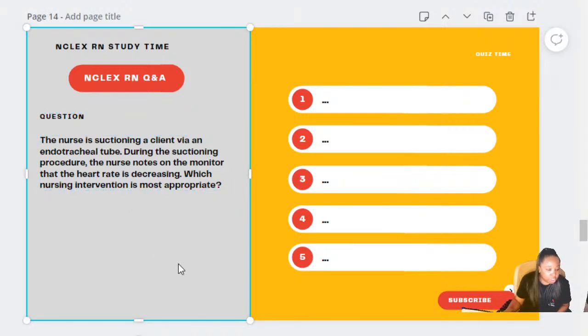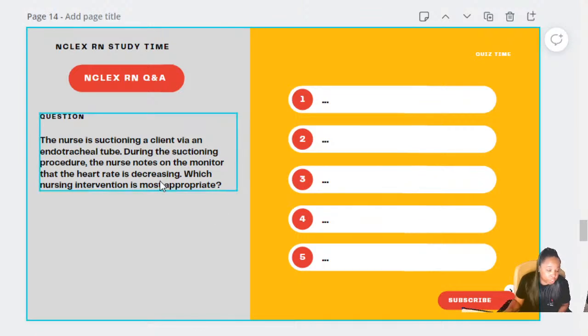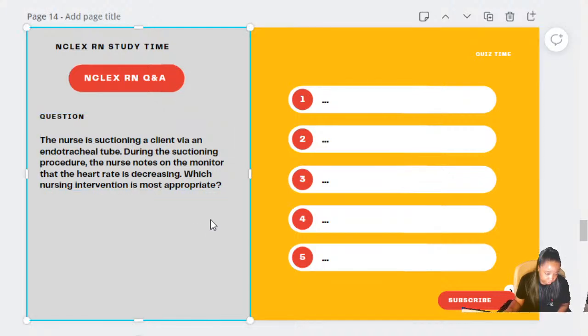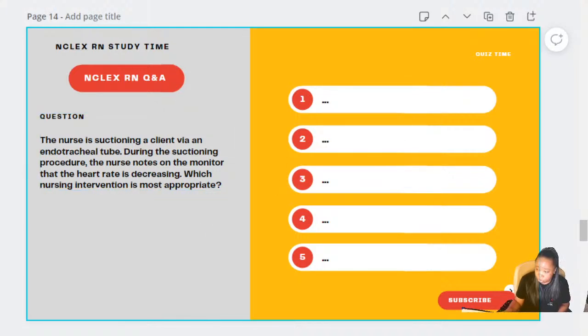The nurse is suctioning a client through an ET tube. During the procedure, the nurse notes on the monitor that the heart rate is decreasing. Which nursing intervention is most appropriate? Okay, this is what is going on, guys. While the nurse is suctioning the patient, she looks at the monitor and sees that the heart rate is going down. What should the nurse do?